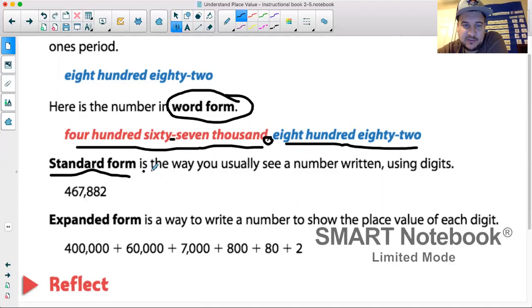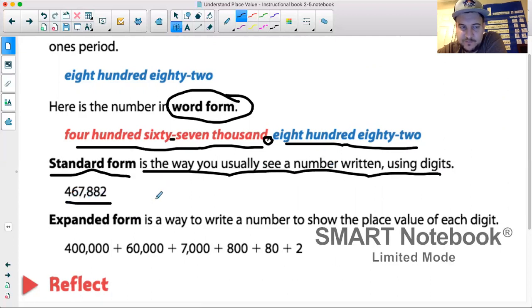So it's the way you usually see a number written, using digits. It's just how the number normally appears: 467,882. This one is my personal favorite, expanded form.